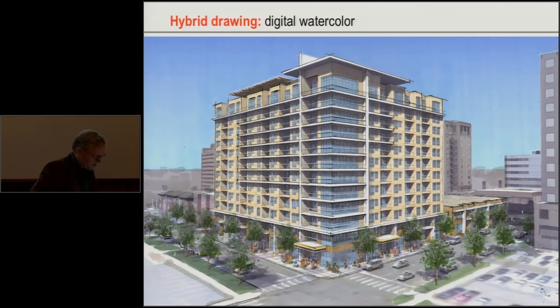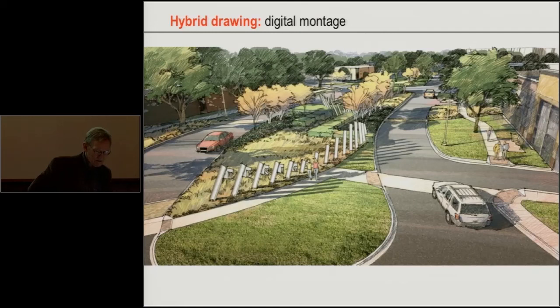So that's one way of exploring new ground as far as merging digital and traditional. Now, digital montage, same thing. This is a landscape architect in Austin who is merging photography with SketchUp, with digital painting, with hand drawing. The grass that you see right there is an actual photograph, and the texture on the lower right is Photoshop. And so I started playing around with that too.